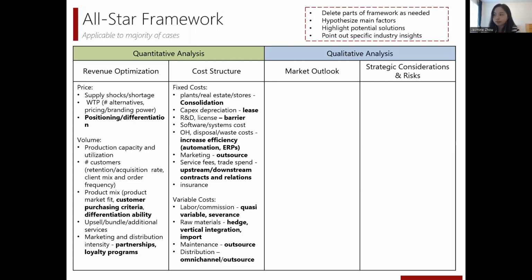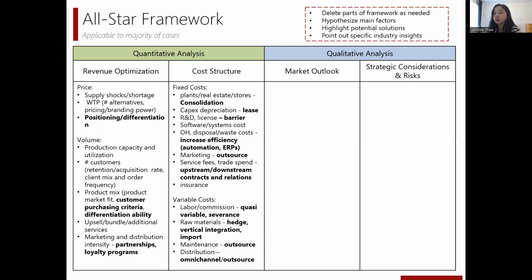This is quasi-variable because even though you could technically fire all your employees, there will be severance costs if you choose to do so. So that's why it's quasi-variable, since there is a fixed component to it. There's also raw material costs. To reduce this, maybe you could hedge against raw materials. A lot of financial institutions do this. And then vertical integration as well.